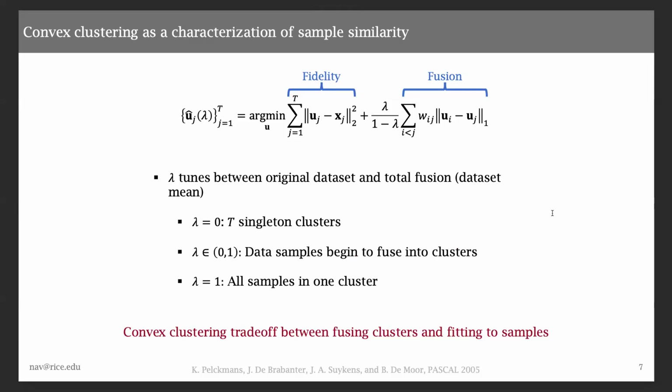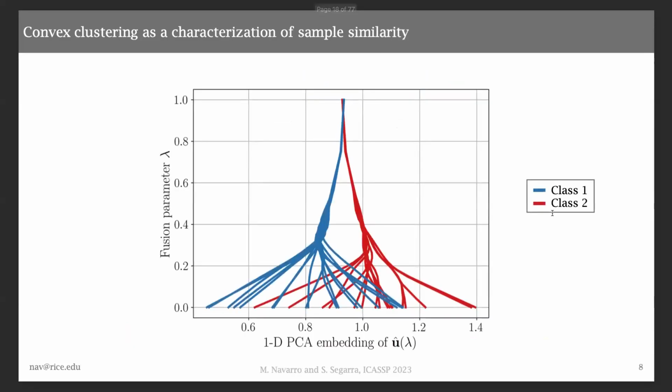And then as lambda increases, we start to encourage more fusion of the samples. Once lambda approaches 1, all of the samples are assigned to the same cluster. And we can also look at this visually. This dendrogram shows the cluster centroid paths from convex clustering for a labeled data set.